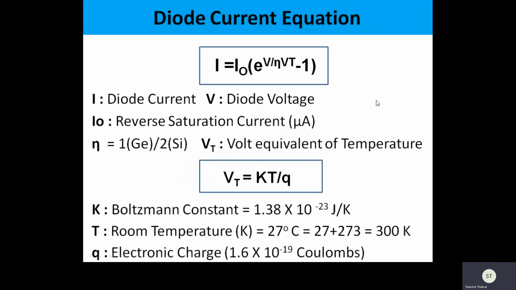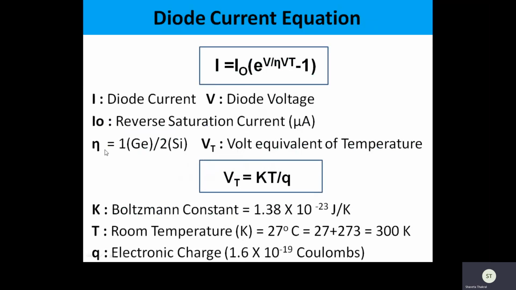We must be familiar with the diode current equation. The diode current equation is I is equal to I naught into e raised to power V divided by eta Vt, minus 1. What is I here? I is called the diode current. V is called the diode voltage. I naught is called the reverse saturation current or the leakage current, that lies in the range of microamperes.